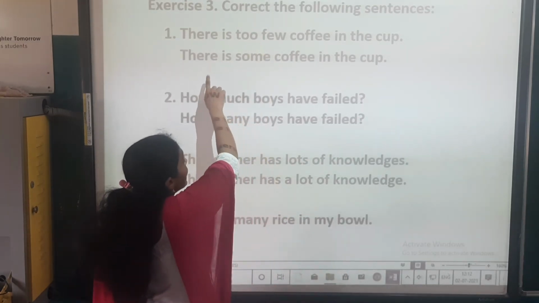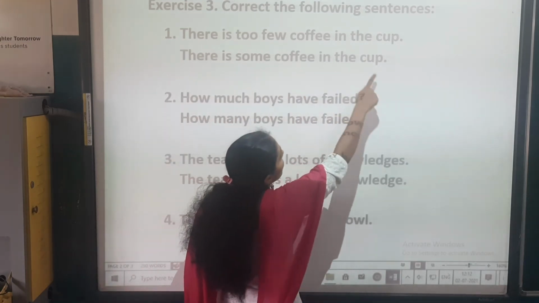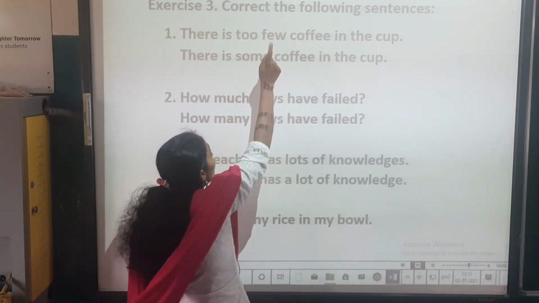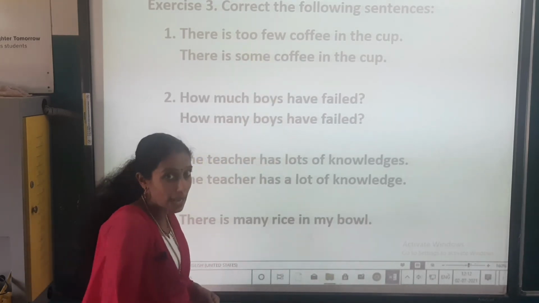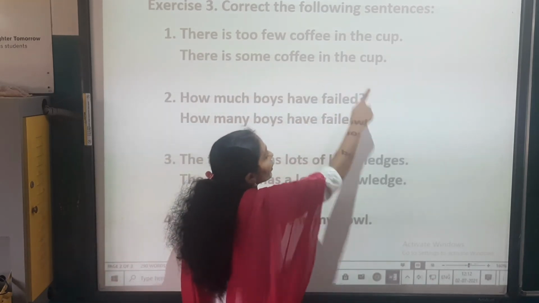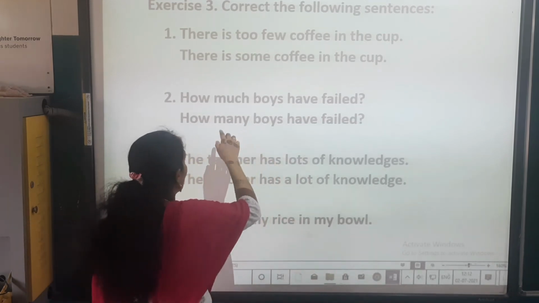What will be the correct sentence, children? There is some coffee in the cup. We use the word some instead of few. So the correct sentence will be, there is some coffee in the cup. Got it, children? Second one.